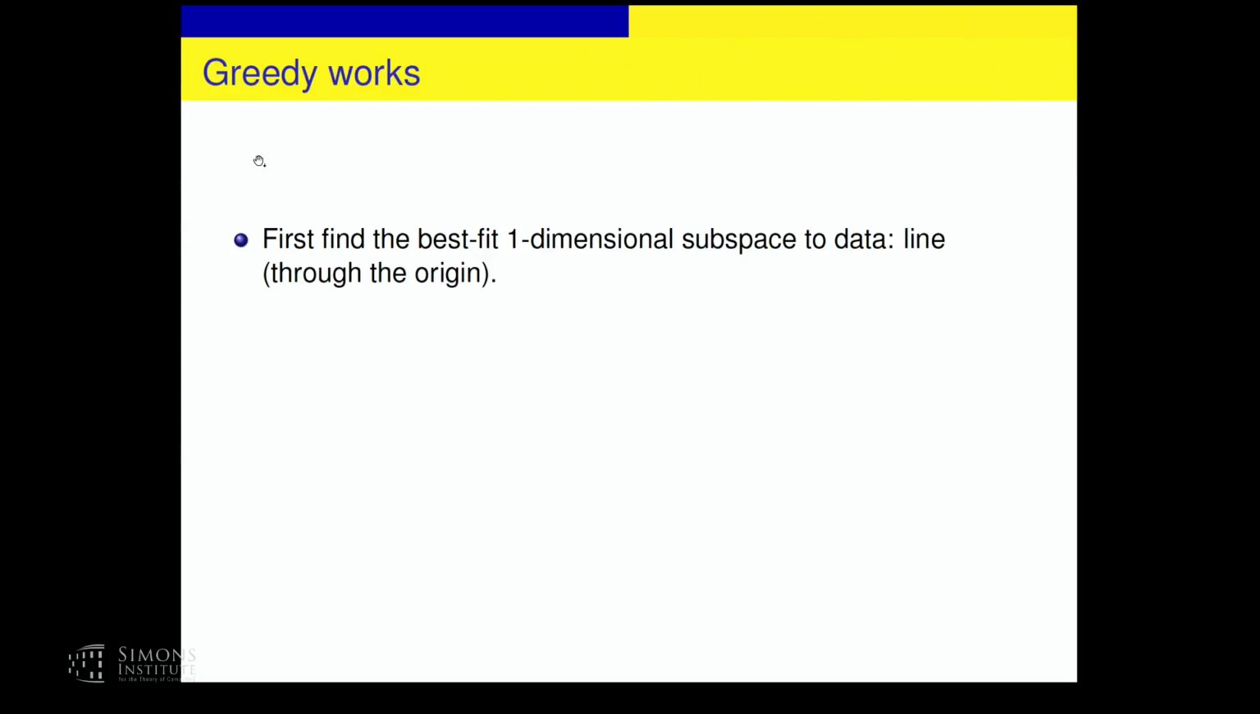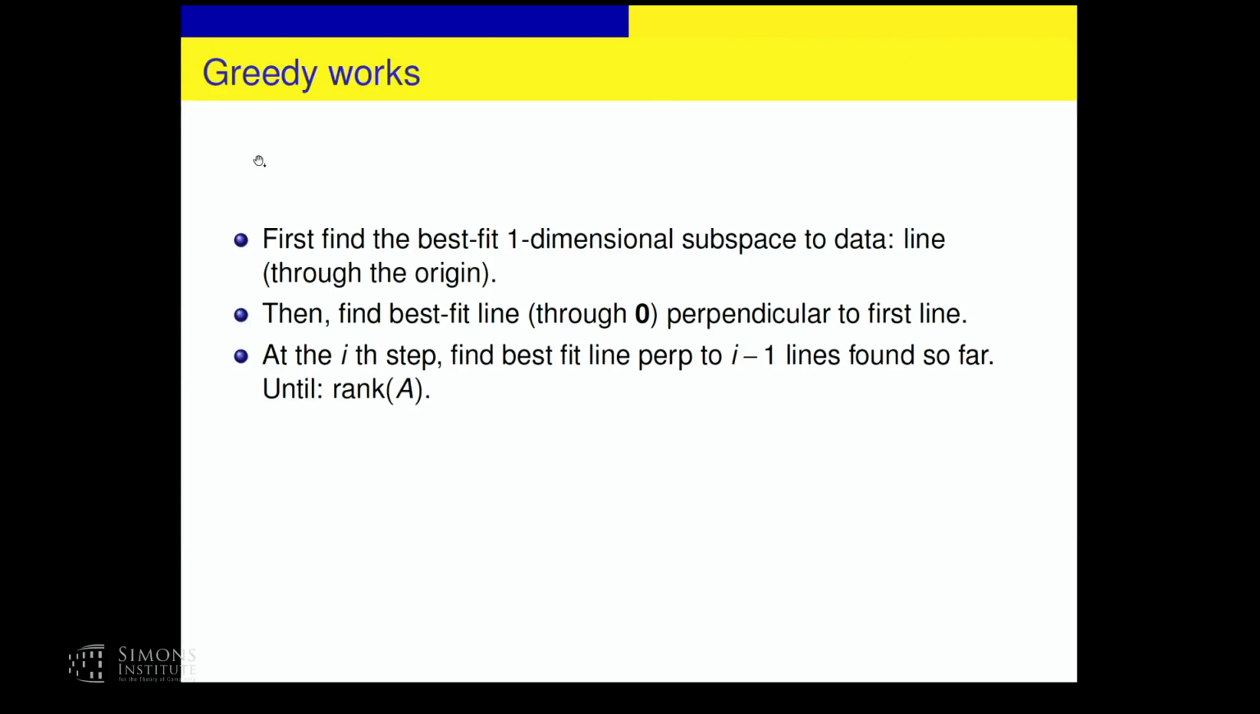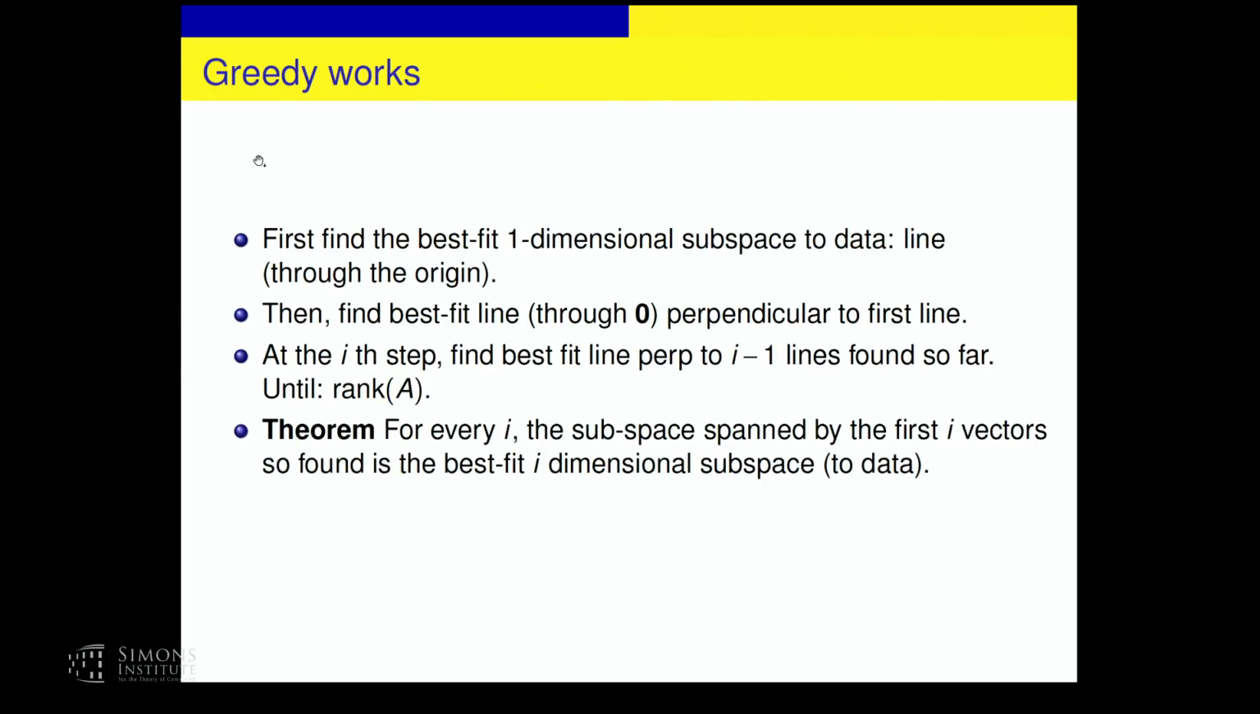That's sort of reminiscent of least squares, except it's measured differently, right? Then, the second time, you find the best fit line through the origin perpendicular to the first. At the ith step, you find the best fit line perpendicular to the i-1 lines you found so far. You keep going until rank of A. It's easy to see that after rank of A, it's all 0.